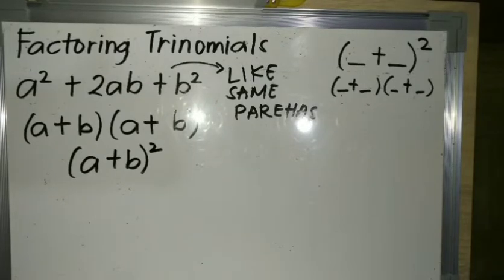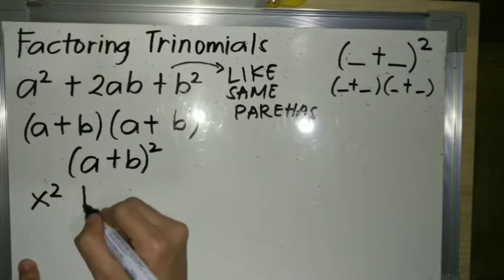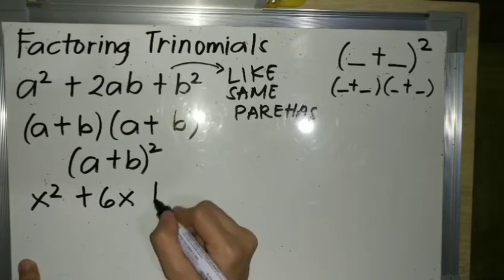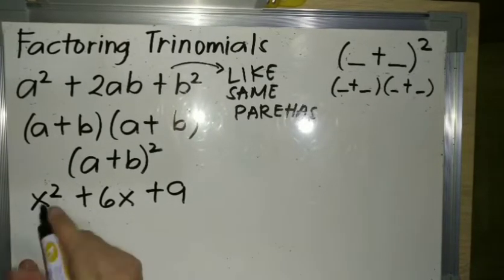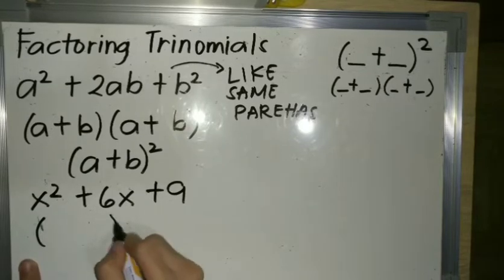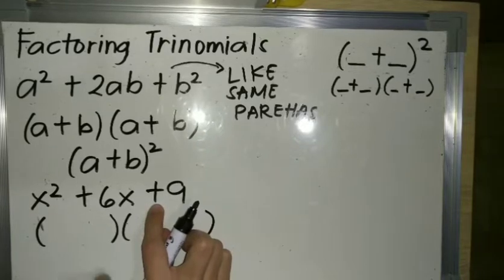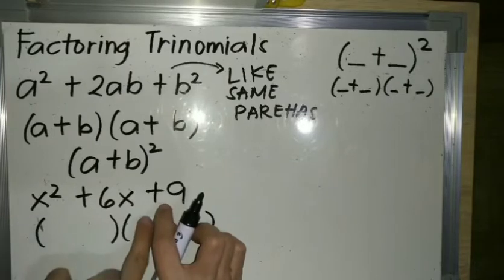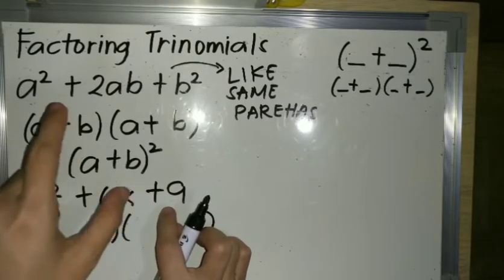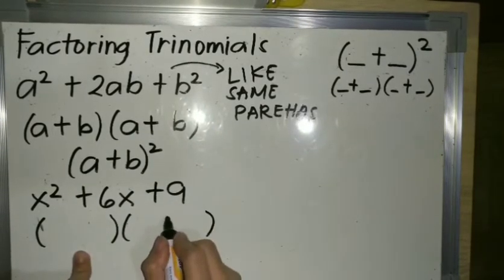Next one, let's have x squared plus 6x plus 9. So with that, if the sign is positive, the two signs are the same. But if it is negative, it means the signs are different. So we will use the FOIL method for that. Since the answer should be a square of a binomial, the signs should be the same, so both are positive.